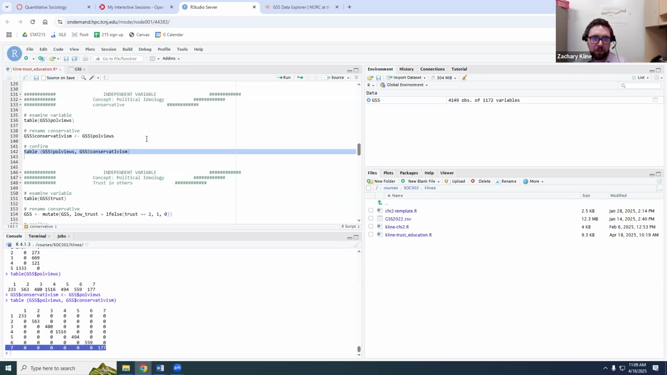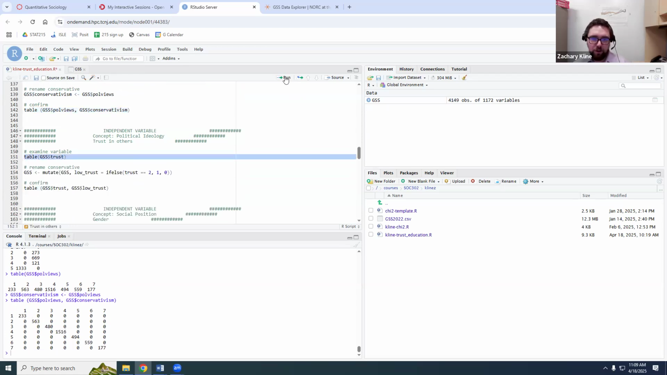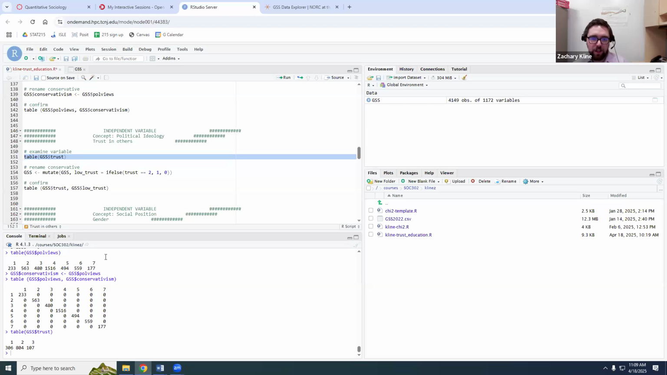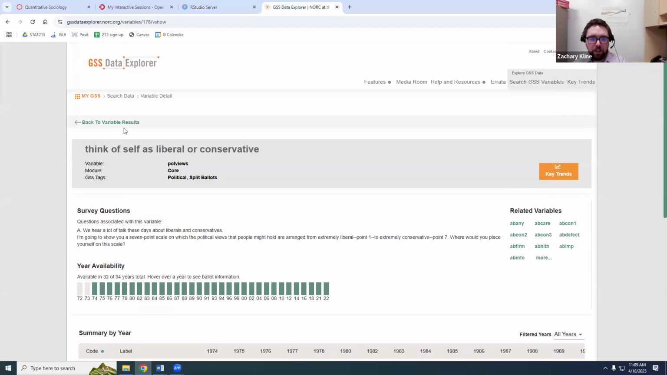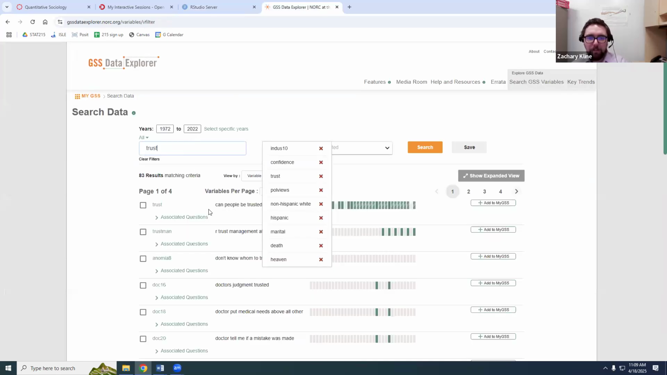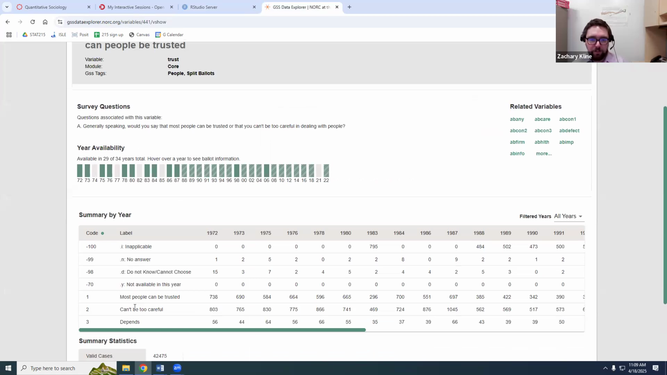Our next variable corresponding to political ideology is trust. This is just a generalized question of how much do you trust other people? And I'll show the thing. Do you think that other people can be trusted? With the answers being most people can be trusted, you can't be too careful, or it depends.